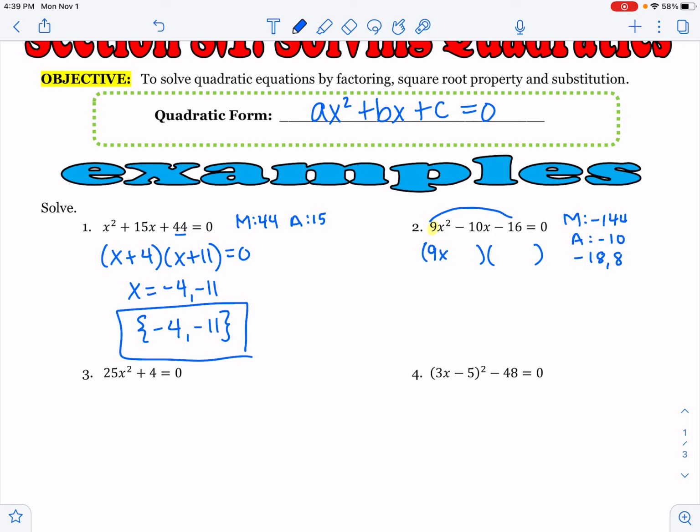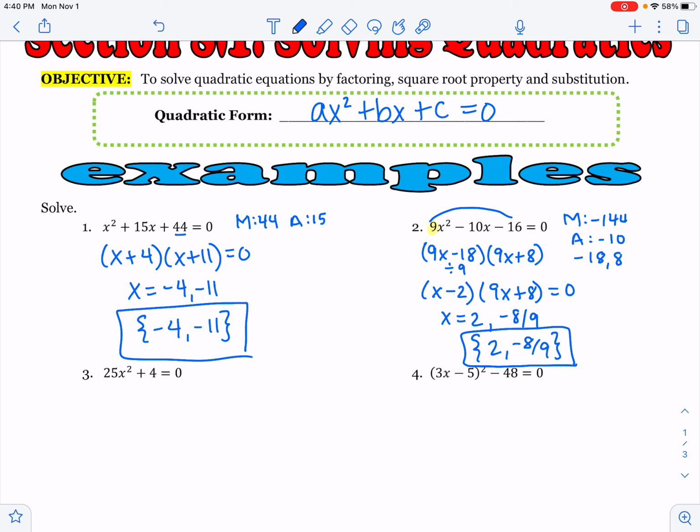So negative 18 and 8. So I'm going to put the 9x in the beginning of each parentheses, knowing that they're not going to stay there. So negative 18 and positive 8, and then I'm going to simplify each of those. And when I solve, I add 2, and then I'm going to subtract 8, and then divide by 9. And I don't have to check them. Obviously, you can if you want to make sure that you've got the right answer, but there's no extraneous solutions in these problems. So hopefully 1 and 2 are a review for you.